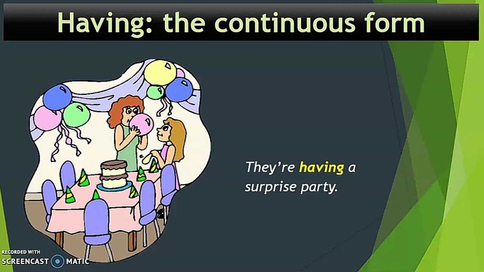We can also use the continuous form when the event or action is ongoing or repeated. For example, he's having trouble with his car.